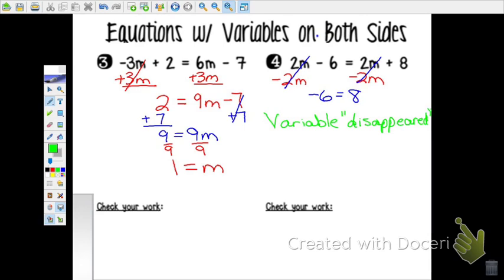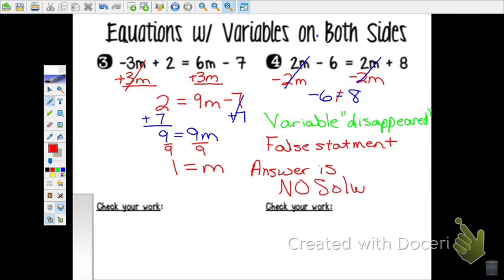Do I have a true statement? Negative 6 equals 8? Okay. That is not. Okay. So I have a false statement. So my answer is no solution. Okay. No solution.